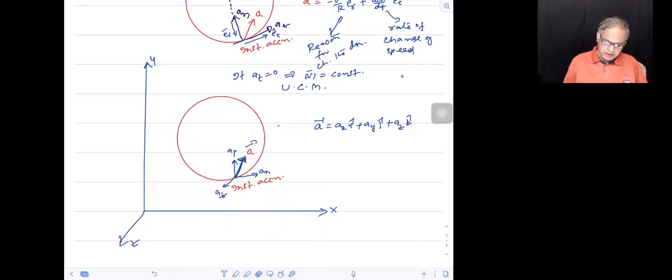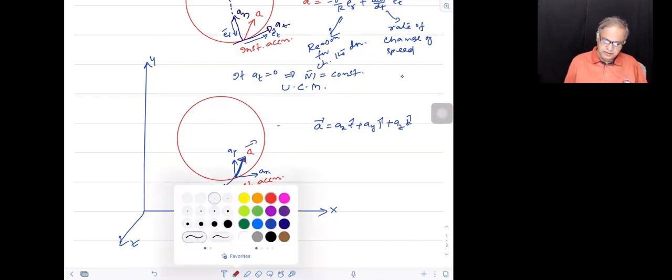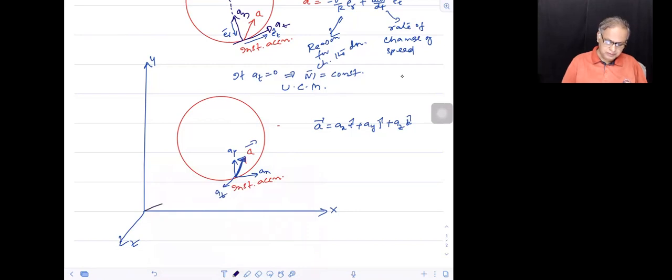This A will be simply with respect to this origin we have taken. I'll use a different color. This is the radius vector, children, joining the particle to the origin. This A will be d square r bar by dt square. If you remember acceleration, the second derivative of position, our job is done.